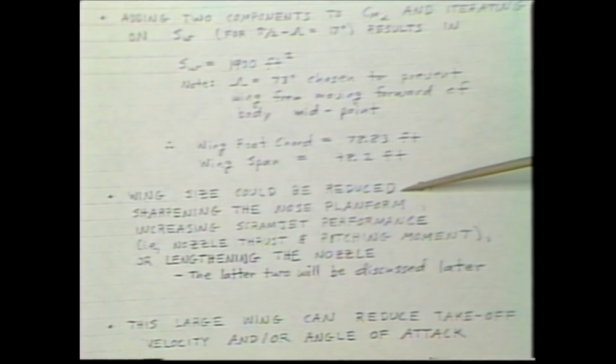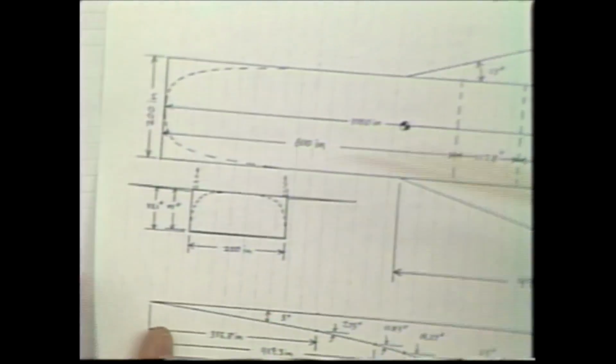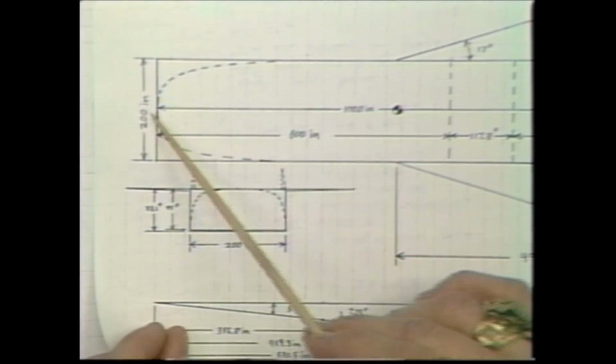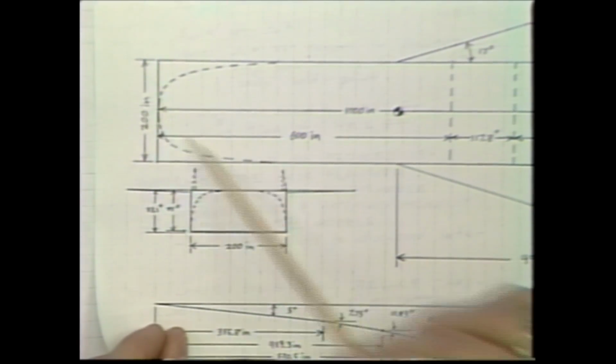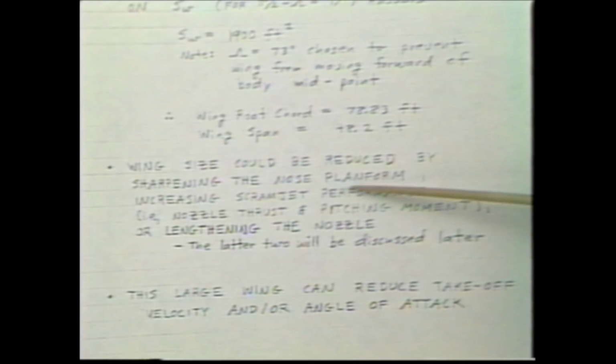If you could show the bottom of the chart here, this wing size could be reduced by sharpening the nose planform. I'll refer to this, putting a triangle in there, or just somehow carving off some of the nose. That reduces the pitching moment of the forebody. That would be one thing that would help.